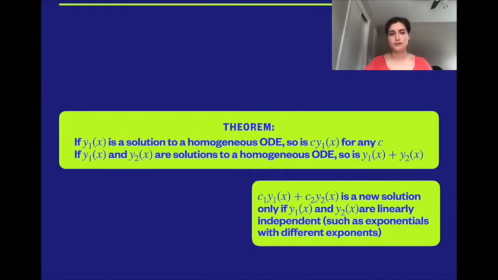Just to point out, C1 y1 plus C2 y2 is a new solution, that is a solution that we haven't found before, only if y1 and y2 are linearly independent. That means you cannot construct y1 as y2 times something. And exponentials with different exponents have this property of being always linearly independent.